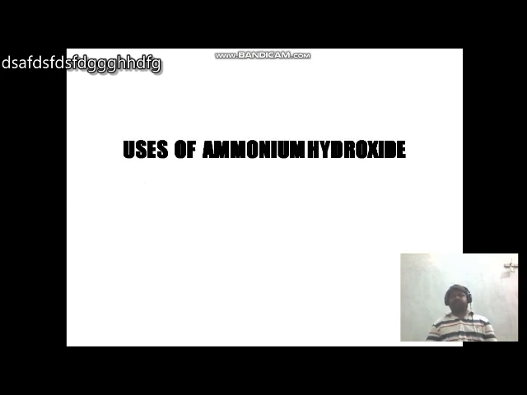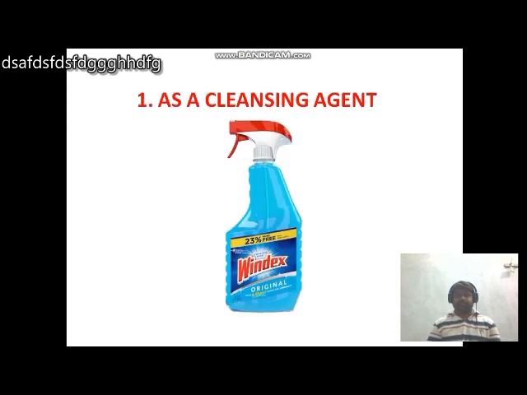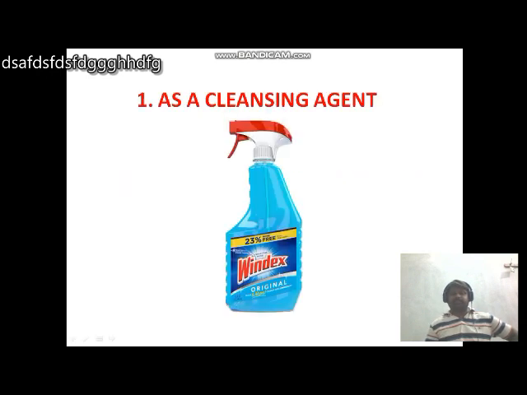Uses of ammonium hydroxide. This is also one base. The chemical formula of ammonium hydroxide is NH4OH. First, as a cleansing agent. See here, this is Windex. This is one company. And Colin. Most probably you know Colin. Why are we using Colin? Colin is used for cleaning glasses. In that, ammonium hydroxide chemical is present. That ammonium hydroxide removes the dirt or dust present on the glass.